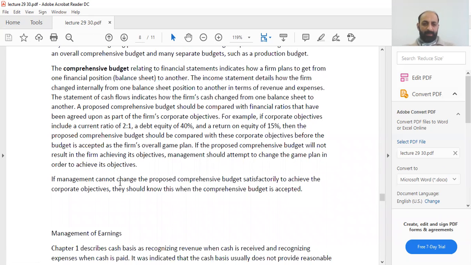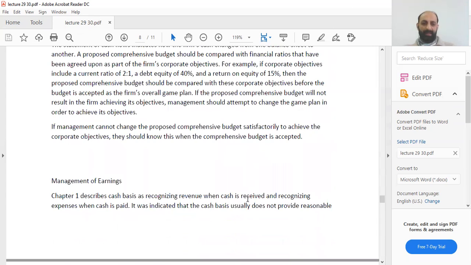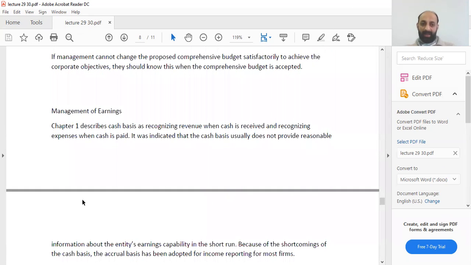If management cannot change the proposed comprehensive budget satisfactorily to achieve the corporate objectives, they should know this when the comprehensive budget is accepted. Management of earnings.